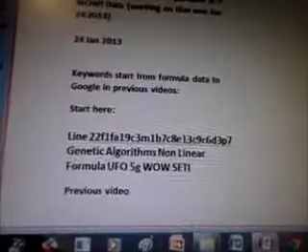Neural networks model complex relationships, ligands between inputs, outputs, find patterns in WOW data. Working on that one January 24th, 2013. Keywords start from the formula data to Google and previous videos start here.